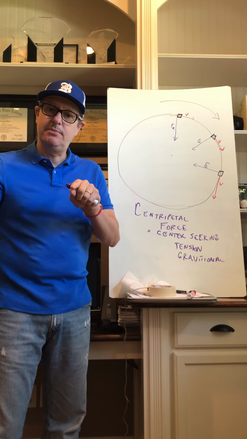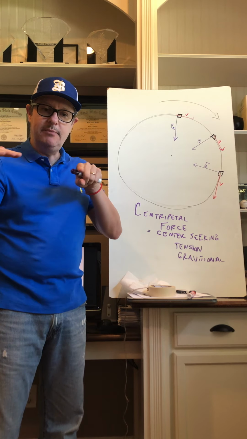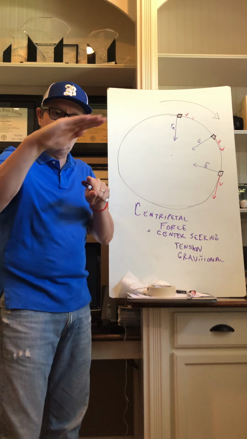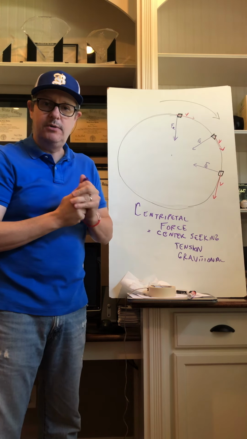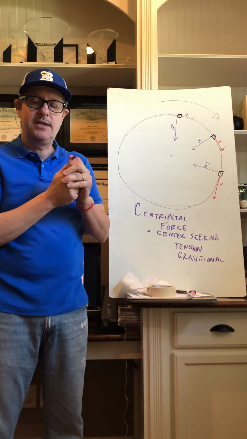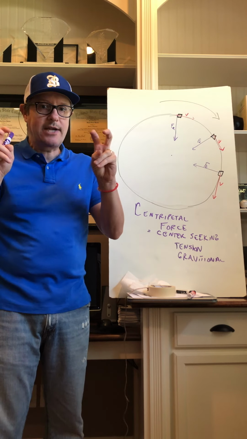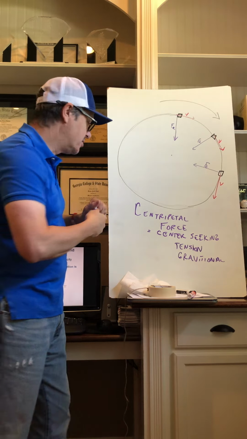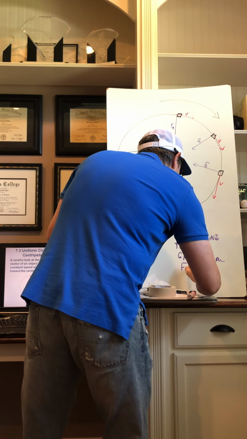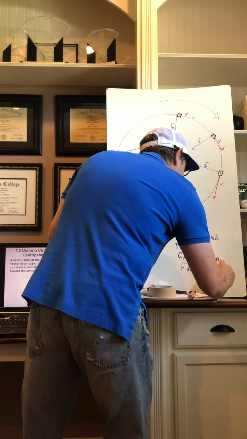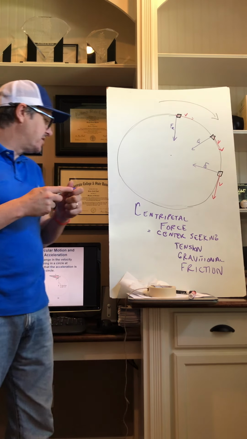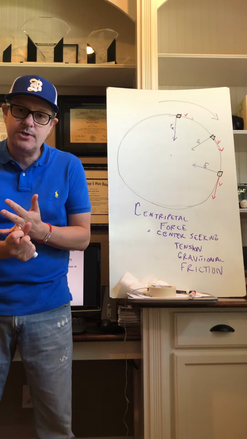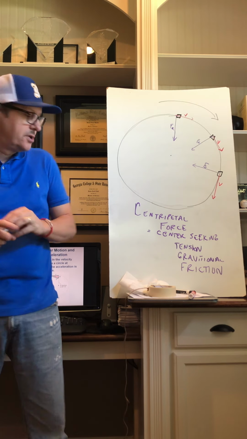Friction. Friction between the tires and the roadway keeps the car moving around a curve or a turn. Take friction away and the car flies off the road and goes in the ditch, and hopefully you don't do that. If you lose traction or lose friction between the tires and the roadway, you can't continue to turn. So friction is an extremely important force that can provide a centripetal force.